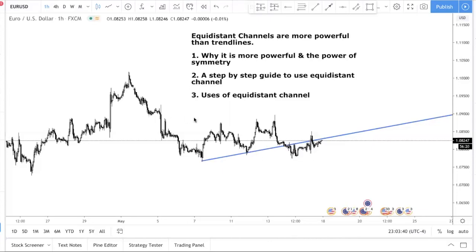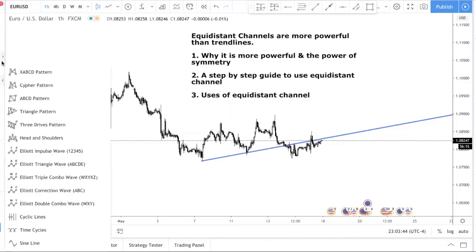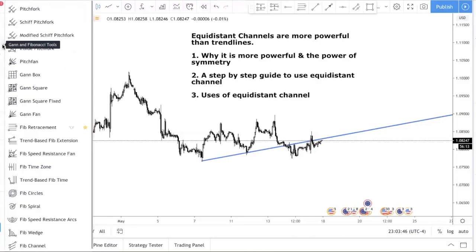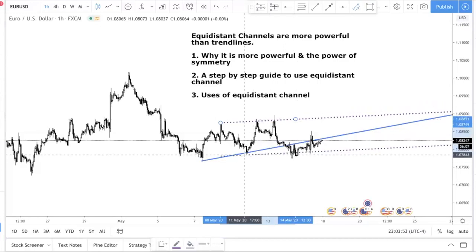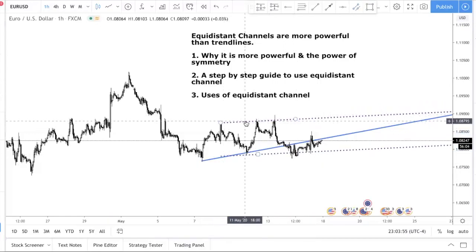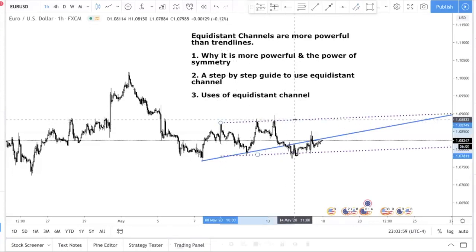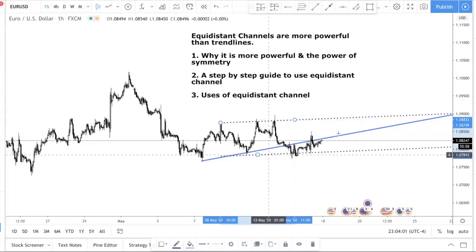Equal distance channel is actually drawn something like this. Let me just show it to you. Okay, I have it here. It's something like this. So basically, you are drawing a trend line and projecting it down, versus just a normal trend line, which is a single line.